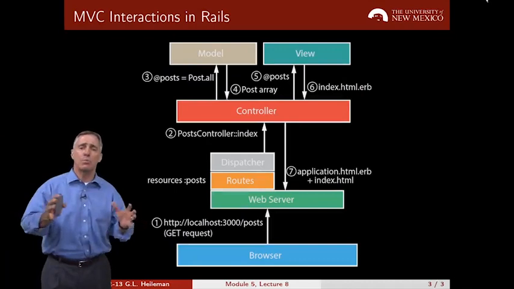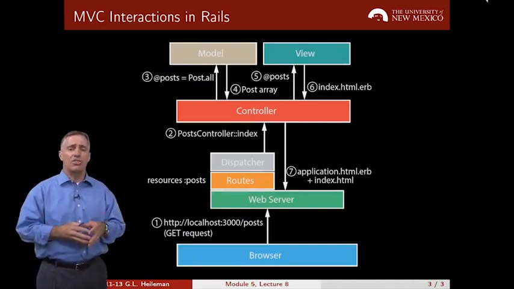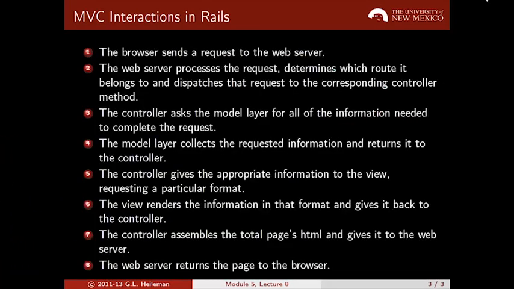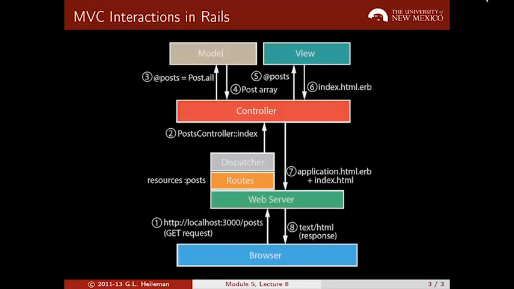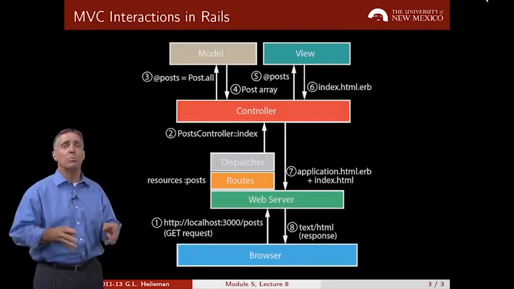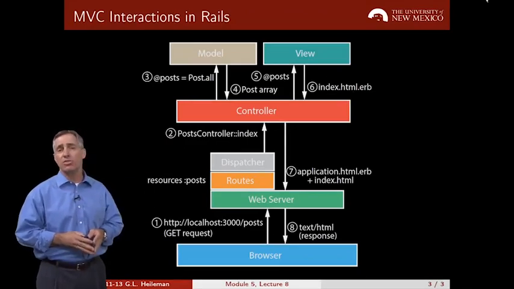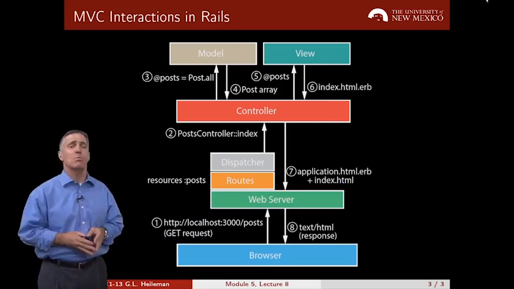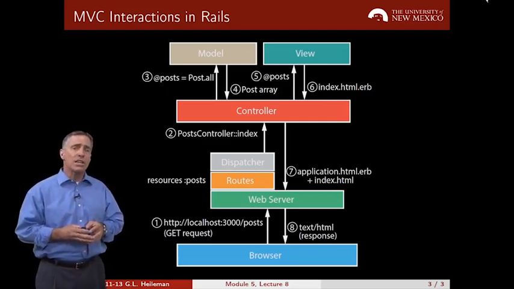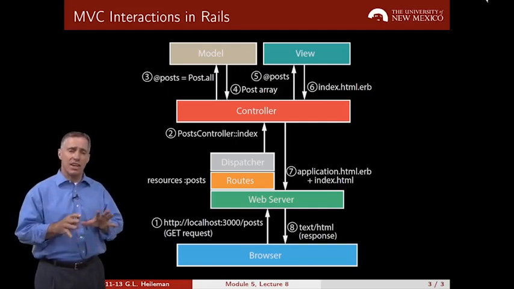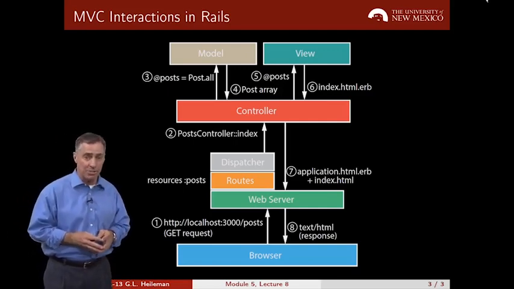The controller assembles all of that, packages it together, and gives it to the web server. The web server then, finally, returns that page to the browser, and you see the listing of posts on your browser. And that's the last step in this process. This text response, which is HTML, is given to the browser, and you see the list of posts on your web page. So this is how the model view controller is implemented on Rails. These are the interactions that take place, and it's very important to understand every step of this when you're building a Rails application.